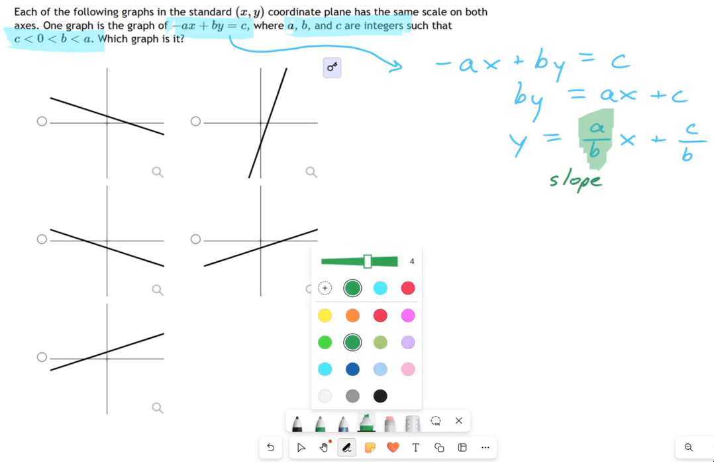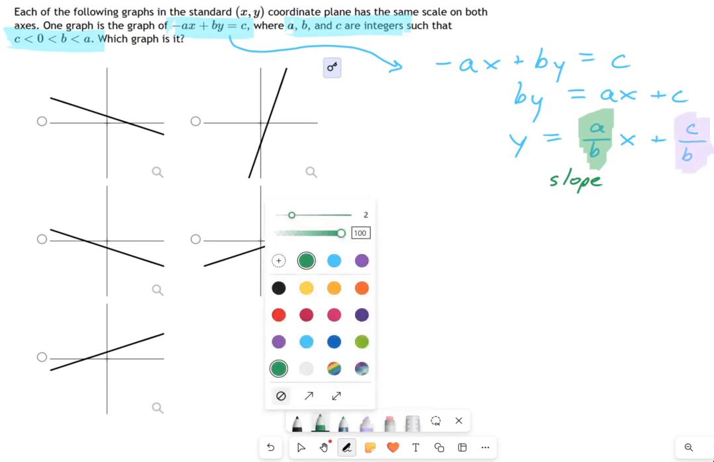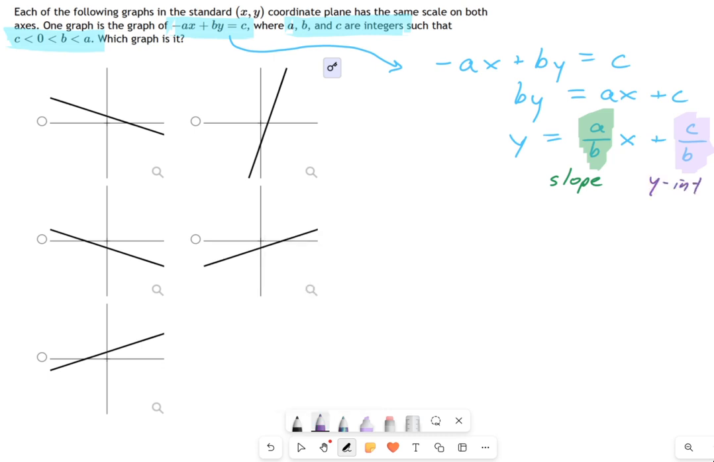And the other term, that c over b business right here, what's that going to be? Well, if you're familiar with these equations, you remember it's mx plus b, or in other words, that's going to be my y-intercept. So let's think about the equation this way: a over b times x, and c over b is your y-intercept.